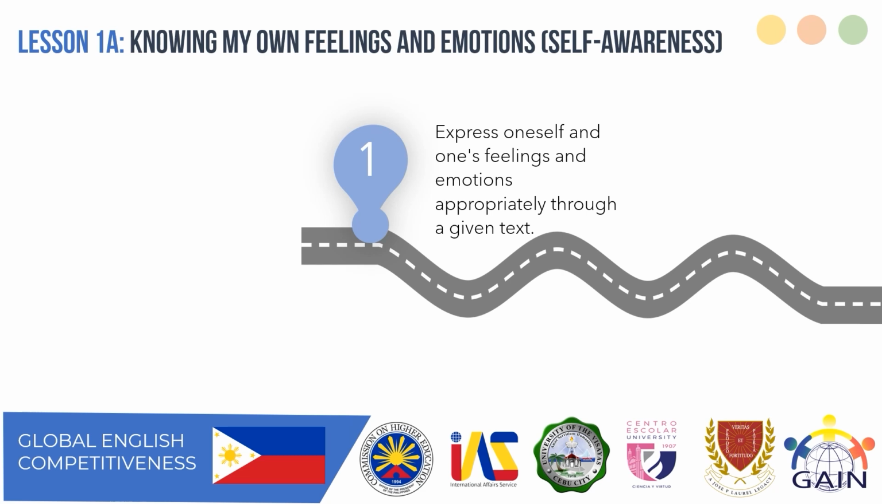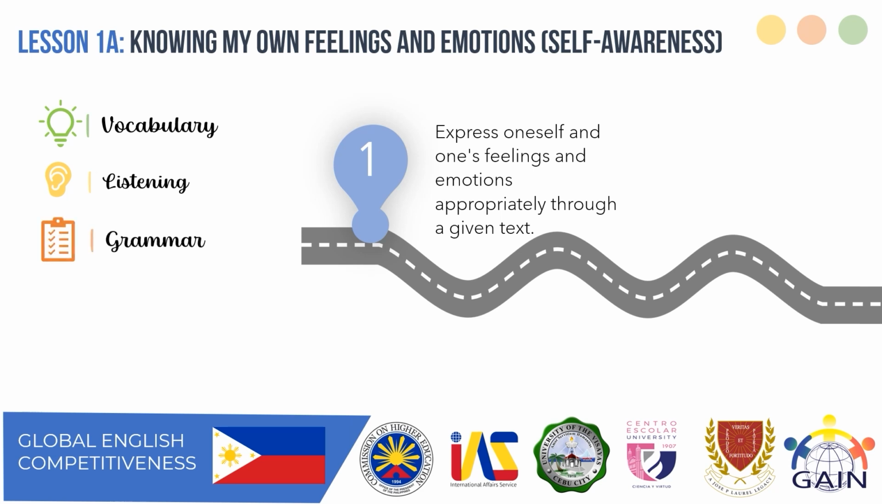And with that, we have covered our first can-do objective, which is to express oneself and one's feelings and emotions appropriately through a given text. In this lesson, we enriched your vocabulary through the given activities. We listened to an audio clip on building emotional quotient. We also answered various activities in descriptive adjectives and its proper order in writing. We read 2 articles on self-awareness and answered the comprehension questions. Finally, you expressed your insights through writing.